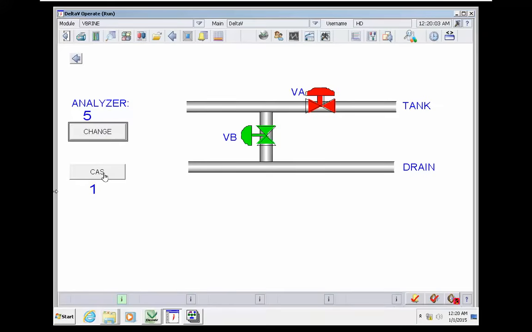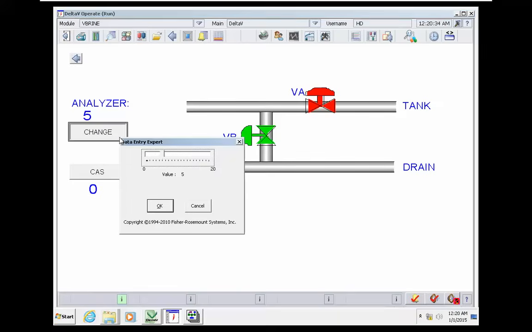This is in the cascade operation. In cascade operation, the control of valves is in the hand of the program, and the program manages based on the algorithm. But when we reset the cascade, the operation is in the hand of the operator. But there is some limitation.